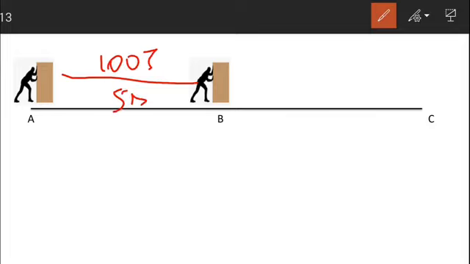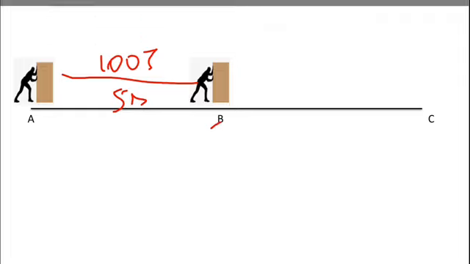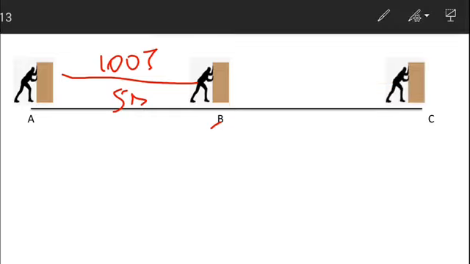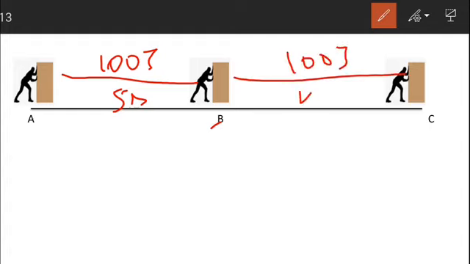But when he reaches this position B, he feels tired, and now he displaces the block from position B to C, but at a slower rate. Let us say again he is doing the same amount of work, that is 100 joule, but in 10 seconds. So we can say that from A to B he is doing the same amount of work at a faster rate, but from B to C he is doing the same amount of work at a slower rate. So it means that from A to B the person has more power, but from B to C the person has less power.